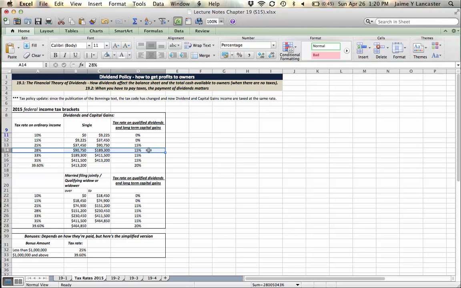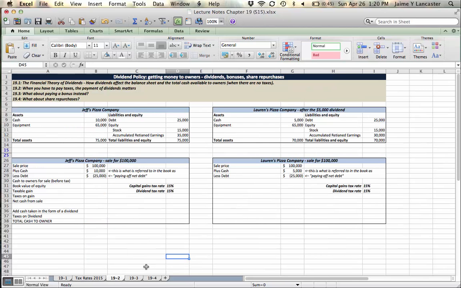So it's not the same as it was at the time the book was published. When the book was published, dividends would have been taxed at 28% for someone in this tax bracket, while capital gains would have been taxed at 15%. However, now it's the same. So with the tax code changing, the favorability of dividends versus capital gains has changed.